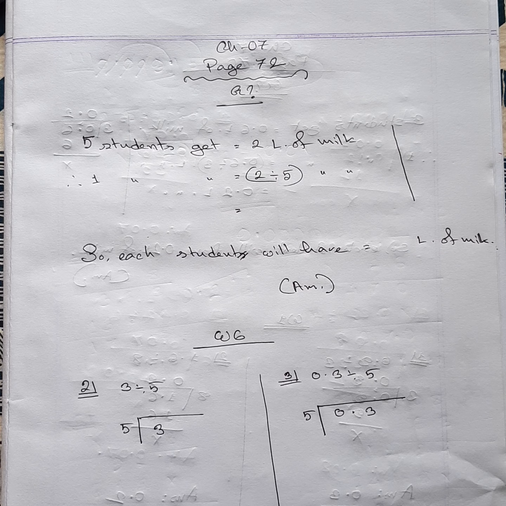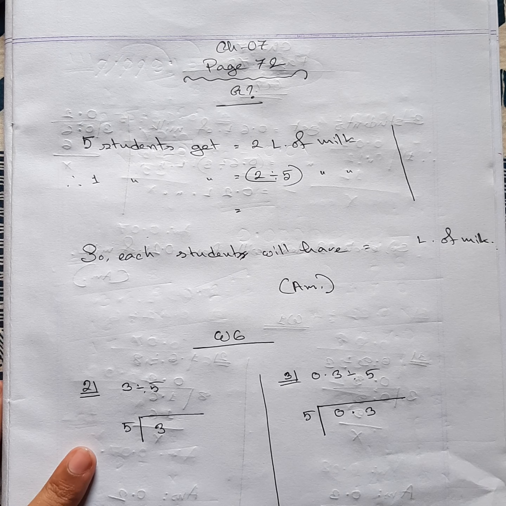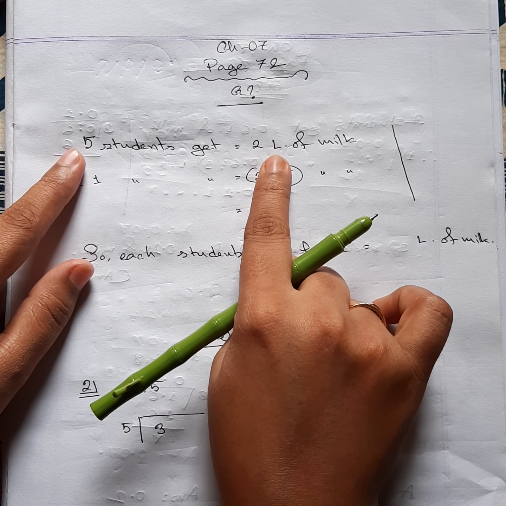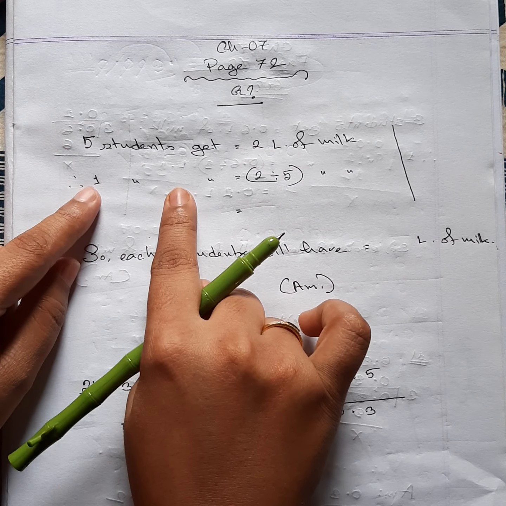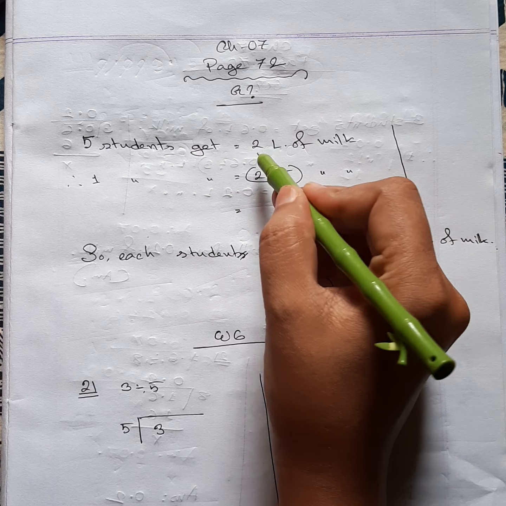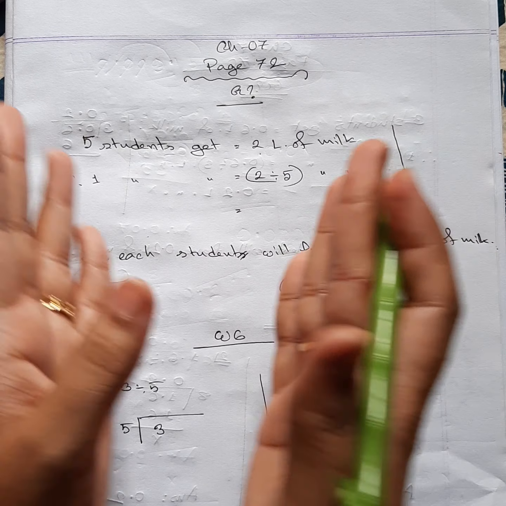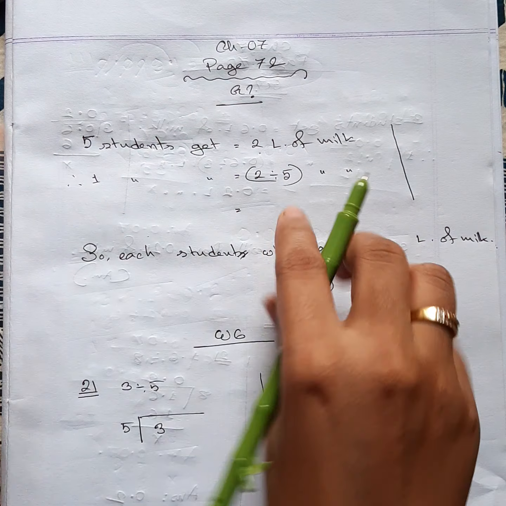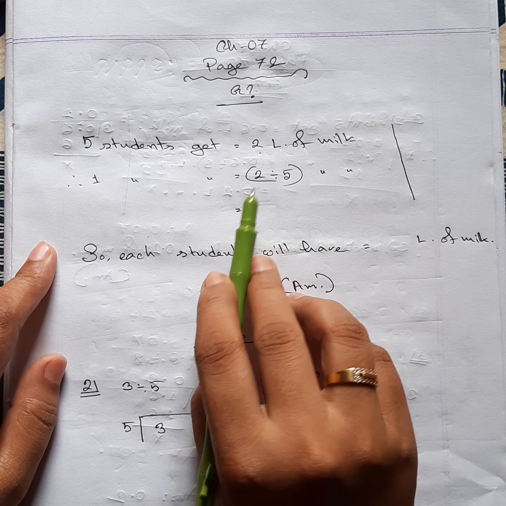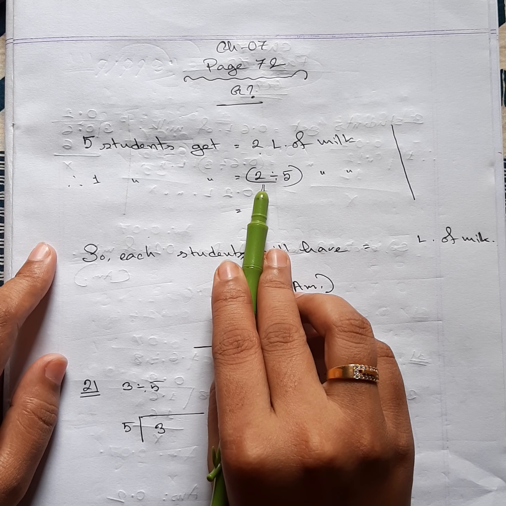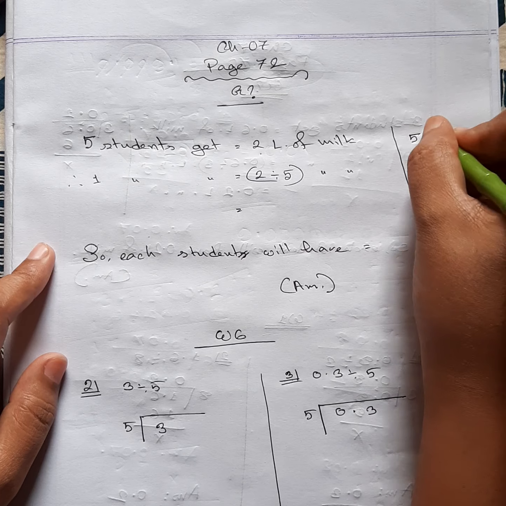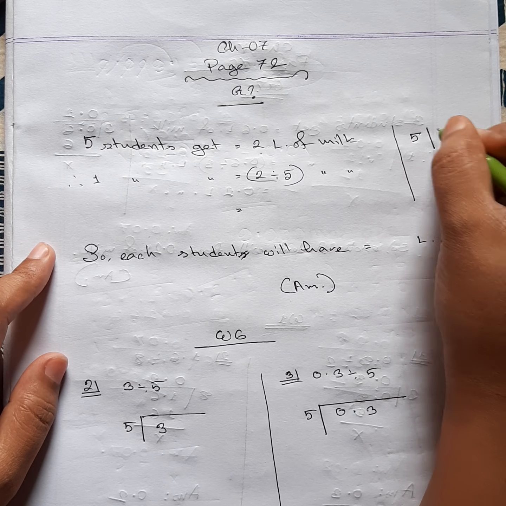I have adjusted the light for the video. Let's see. If 5 students share 2 liters of milk, then 1 student will get a smaller amount of milk. So 2 liters of milk is divided into 5 equal parts. Okay, 5 equal parts. We are dividing it. So 2 liters is getting divided. Don't forget that. You can see I have skipped the space over here and am writing down that number.